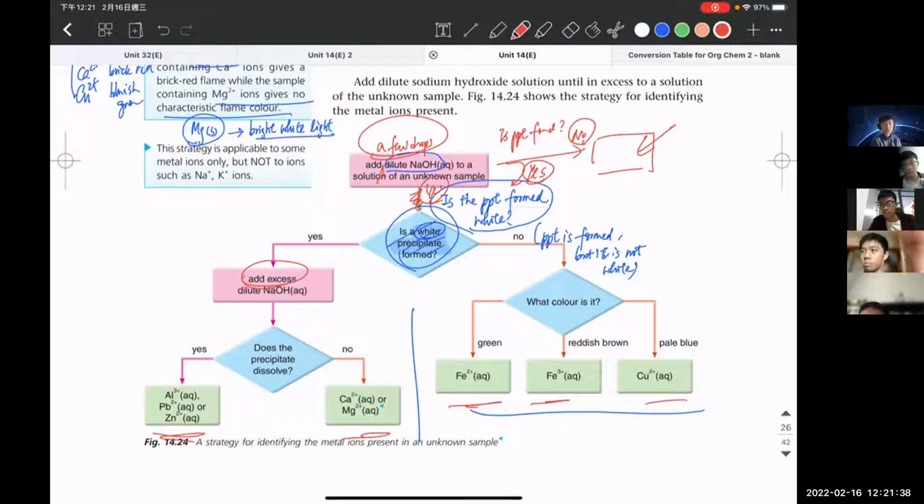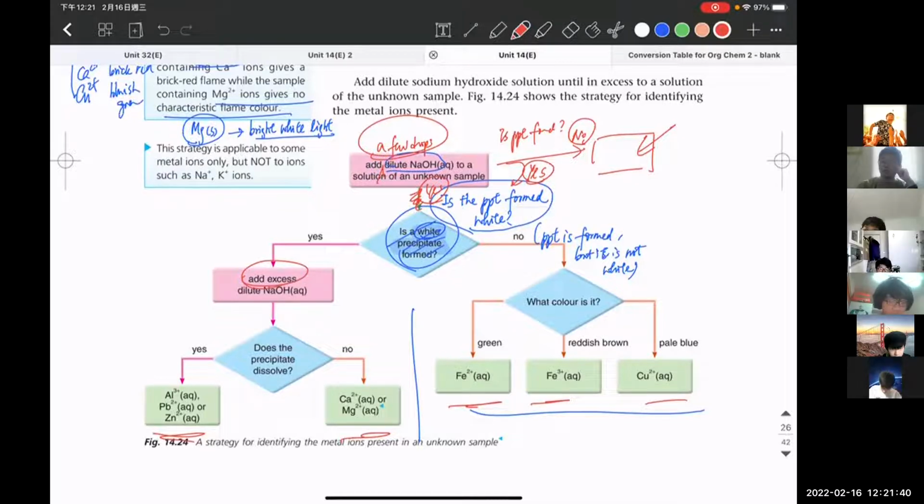Potassium. Potassium ion, good. What else? Maybe ammonia. Sodium. Sodium ion, yes, that's right. So it can be some other group 1 ion. There will be some other group 1 ion, it will give you this. Do you understand? Do you know what we are talking about?